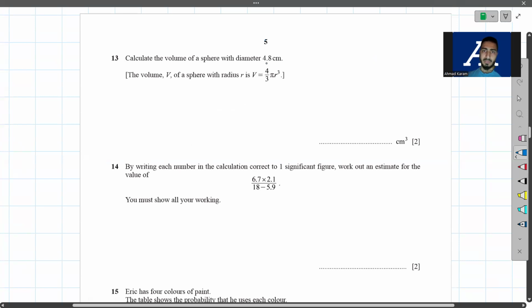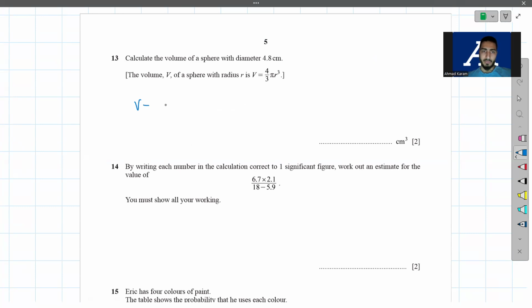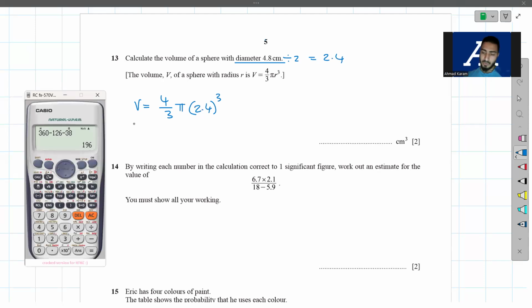Calculate the volume of a sphere with a diameter of 4.8. Here is the formula of the volume. Volume equals 4 over 3 pi multiplied by the radius cubed. This is the diameter, so I need to divide it by 2 to get the radius, which is 2.4. So 4 over 3 pi multiply 2.4 cubed, which is equal to 57.9.